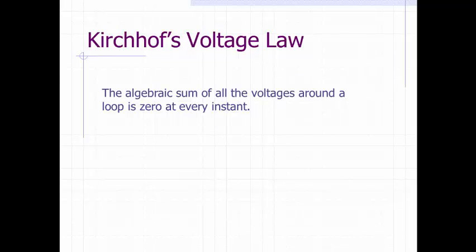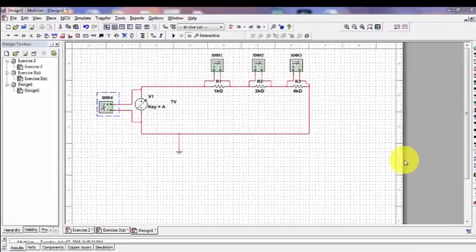Kirchhoff's voltage law. The algebraic sum of all the voltages around a loop is zero at every instant. So we will talk about what that means. Now let's use this circuit to check KVL, Kirchhoff's voltage law.